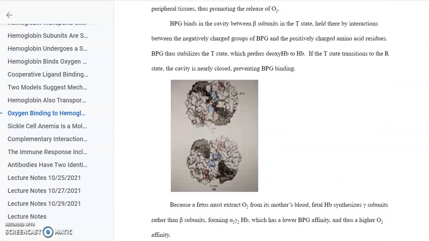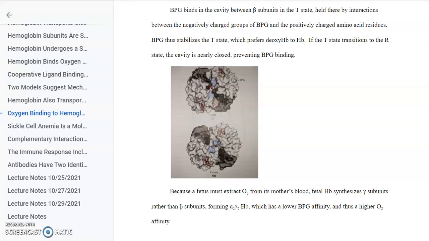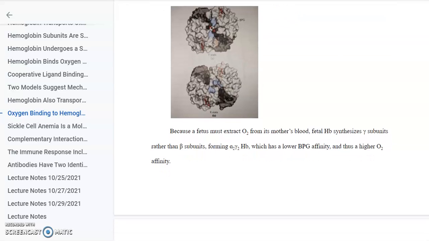BPG binds in the cavity between beta subunits in the T-state, held there by interactions between the negatively charged groups of BPG and the positively charged amino acid residues. BPG thus stabilizes the T-state, which prefers deoxyhemoglobin to oxyhemoglobin. If the T-state transitions to the R-state, the cavity is nearly closed, preventing BPG binding.